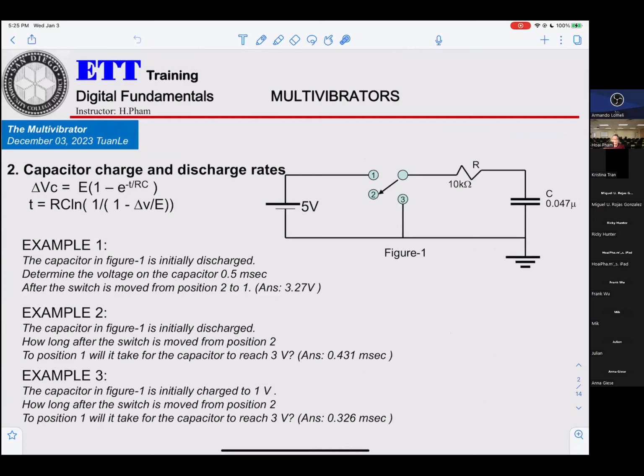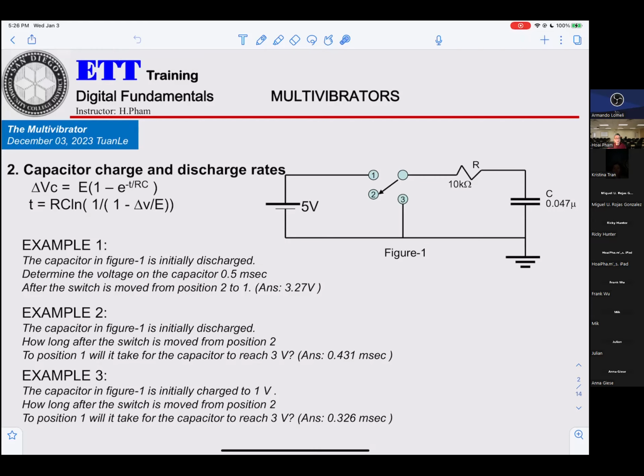Now you see the circuitry here. You get the source at 5 volts and you get a switch that can move to position 1, 2 or 3, in order to connect to the 10 kilo ohm resistor and the 0.047 microfarad capacitor.